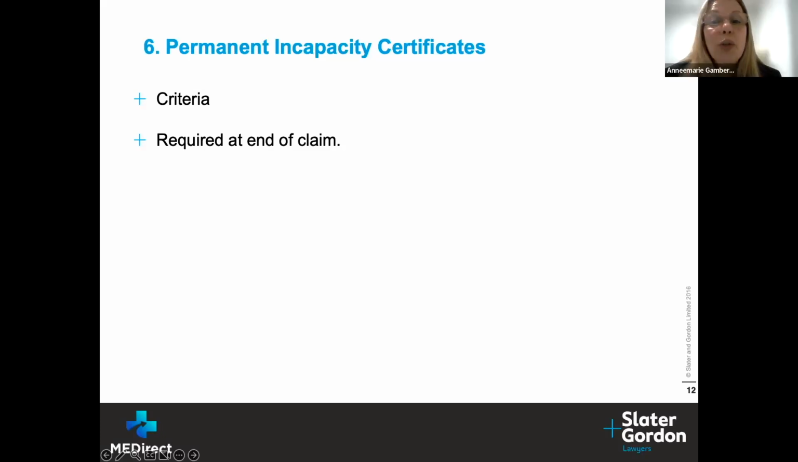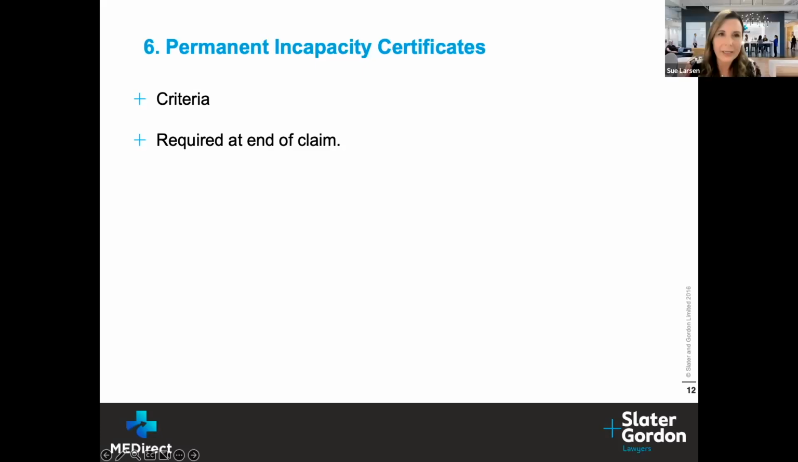We do need 2 though, to effect the tax concessional rate, because otherwise people are paying about 22% tax instead of about 15%, so it's significant. We need 2 permanent incapacity certificates, and typically from 2 treaters. It can be 2 GPs, it can be 2 GPs from the same clinic, it can be a GP or a specialist. We do need 2 from 2 medical practitioners.